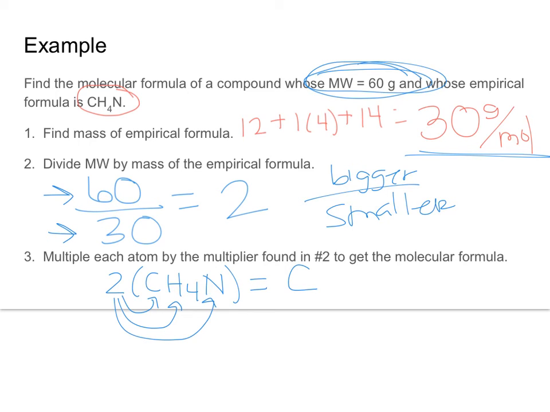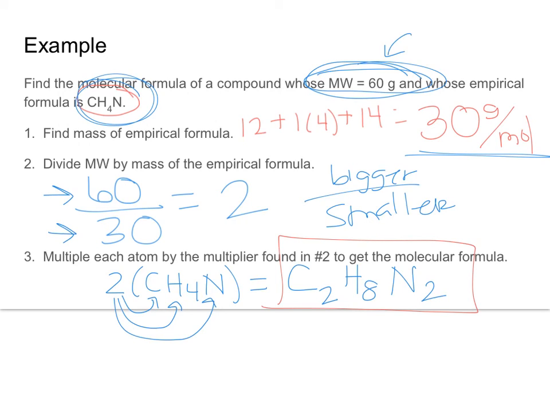When it does, I end up with a molecular formula of C2H8N2. Again, this is the actual chemical formula for the compound. So if I were to look at this compound, I would see 2 carbons, 8 hydrogens, and 2 nitrogens. If I were to reduce that to the lowest ratio, then I would end up with my empirical formula, which is CH4N.